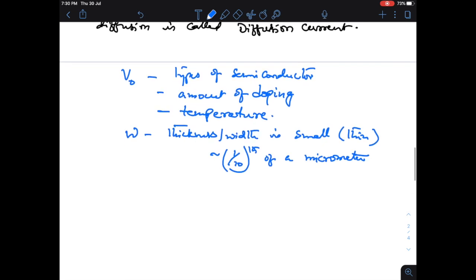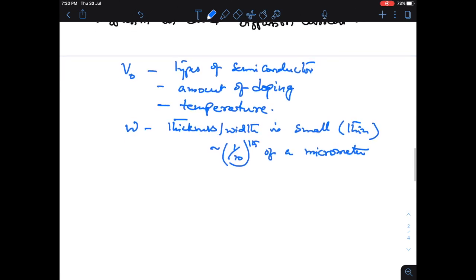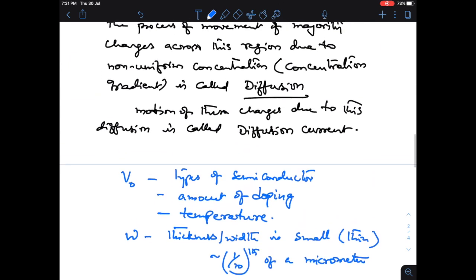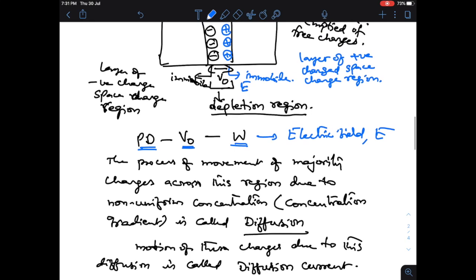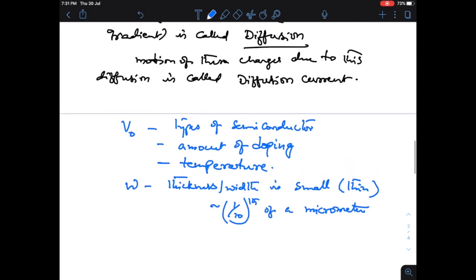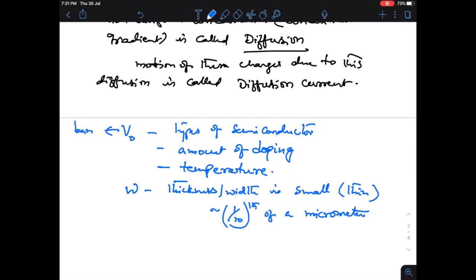Once this is formed, what will happen? It empties the free charge carriers, which means the diffusion stops. This acts as a potential barrier and prevents the further movement of free charges. Therefore, we call it barrier potential. This potential acts as a barrier for the further movement of charge carriers. Therefore, V naught is also called barrier potential or built-in potential.